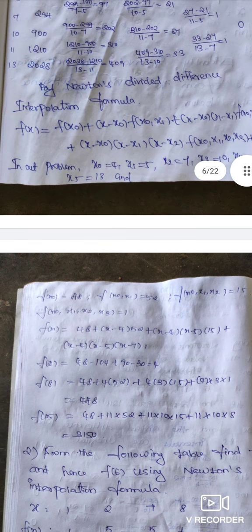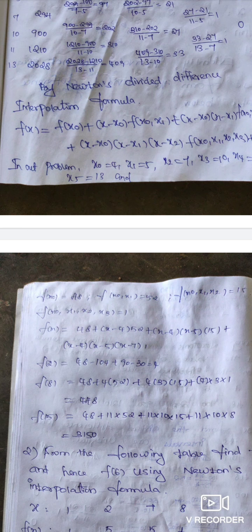Now we substitute the values in the formula for Newton's divided interpolation. We get f of x is equal to 48 plus x minus 4 into 52 plus x minus 4 x minus 5 into 15 plus x minus 4 x minus 5 x minus 7 into 1.